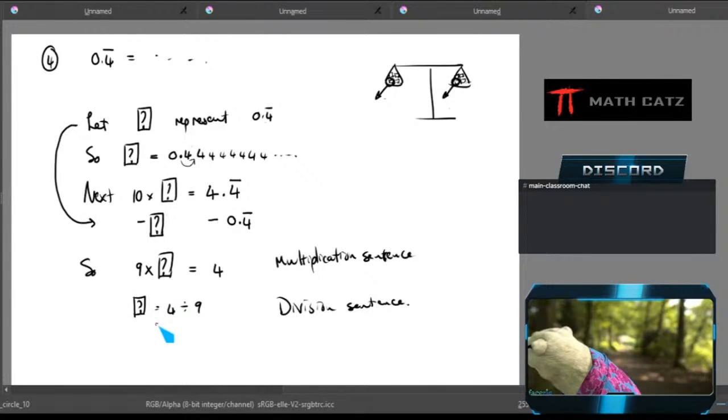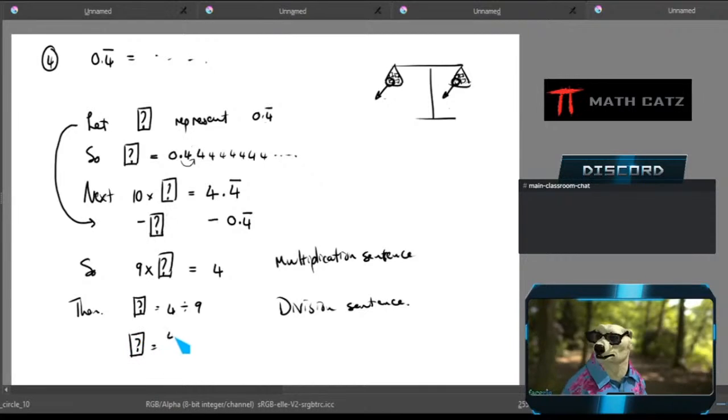You can't tell little Timmy, oh, divide on both sides of the equation. He's going to look at you like, what? I'm not doing algebra. I'm not in high school. I have no idea what you're talking about. But if you talk about multiplication sentences and equivalent division sentences, they've done this since grade 3. Put it in a language that he can relate to. And so, question mark in a box is 4 over 9.